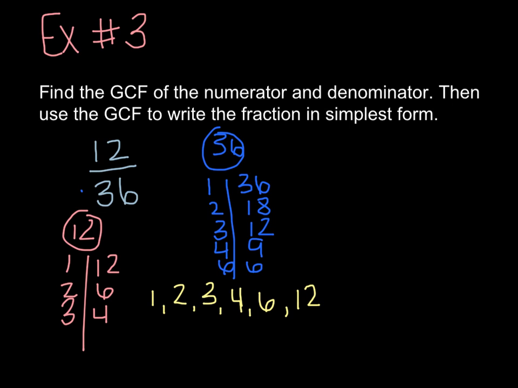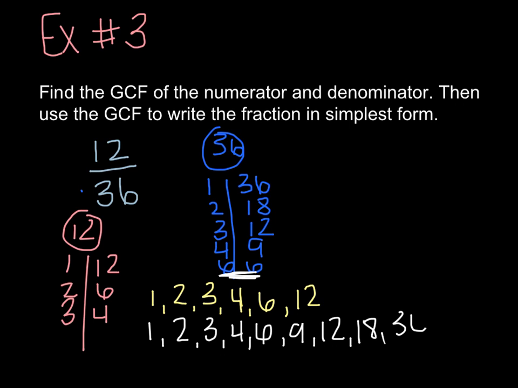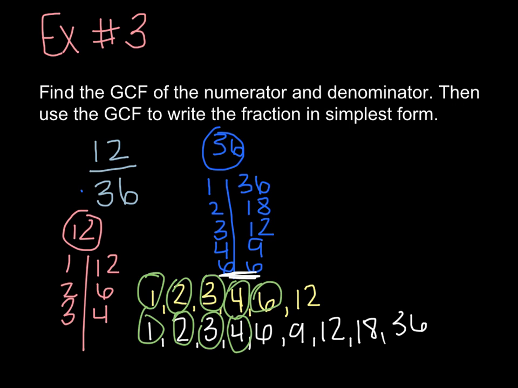So again, just like I did before, I'm going to write them out right underneath my first set of factors. And remember, even though I have two 6s, I only have to put it once because it's the same number. Alright, now I'm going to circle the ones that they have in common. They both have 1, 2, 3, 4, 6, and 12. So the greatest one that they both share is 12. So I'm going to use 12 when I divide.